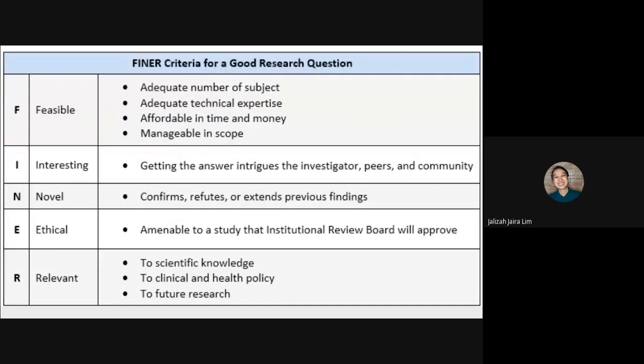So, in summary, these are the characteristics of our FINER criteria. Remember, F is for feasible, I is for interesting, N is for novel, E is for ethical, and of course, R is for relevant. So what does that spell? FINER! Yes, of course. Scream it out loud.